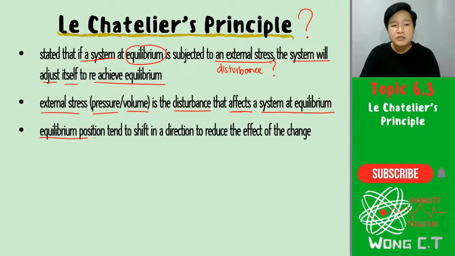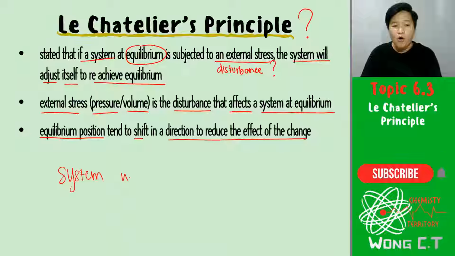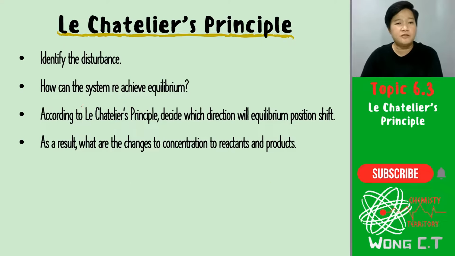The equilibrium position of the system will shift in a direction to reduce the effect of the change. Like we all know, your system will always go against the disturbance. So when you have a disturbance, your system will always go against it to re-achieve or maintain the equilibrium of the system. And that is what Le Chatelier's principle is about. To answer Le Chatelier's principle questions, you need 4 things as always.